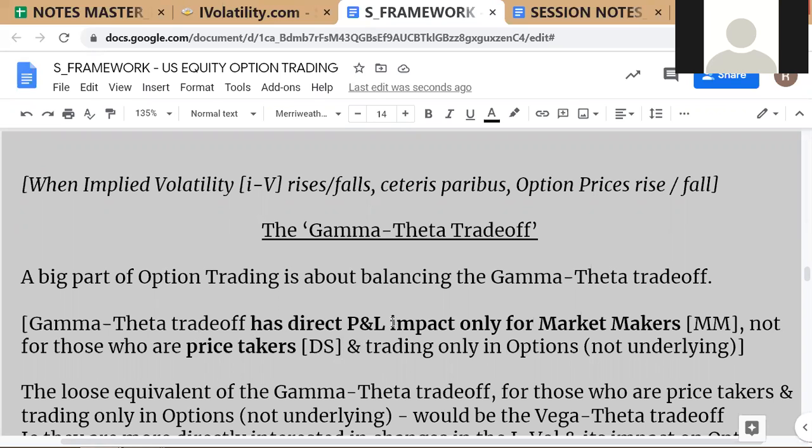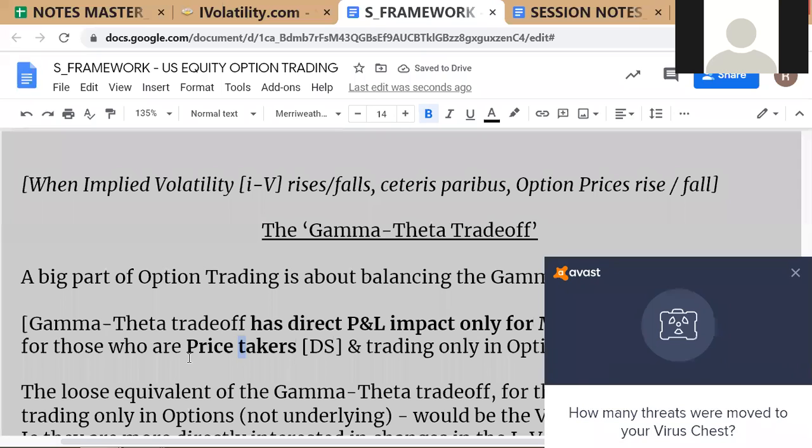So both are speculative approaches to option trading, which we are going to teach you. But you can also use options for hedging. When you're using options for hedging, your training as a speculator is sufficient, so we don't have to train you separately for hedging. We will give you some ideas about hedging, some conceptual framework for hedging. That is sufficient. So we are going to be training you as price takers, but because the gamma theta trade-off is very important as a concept, you should have an understanding about it.